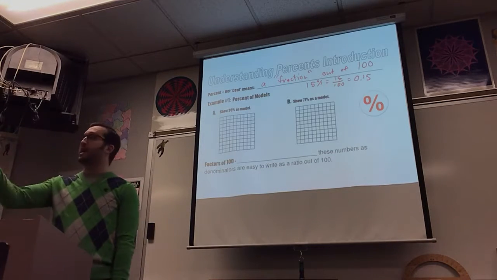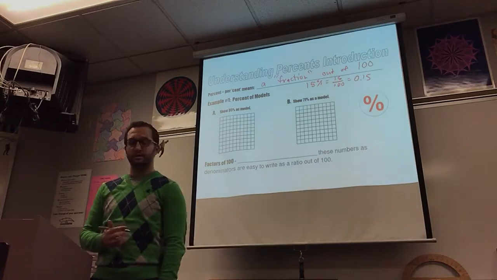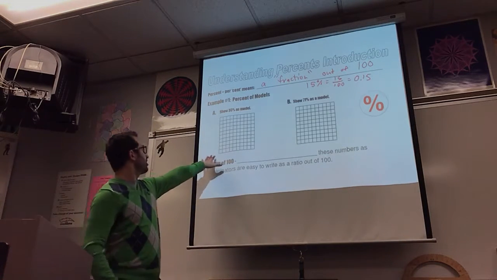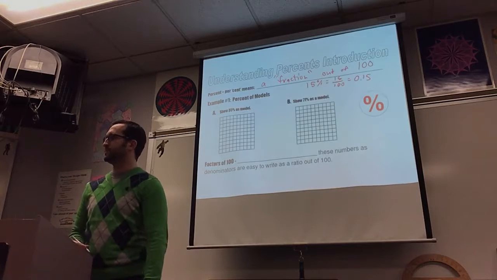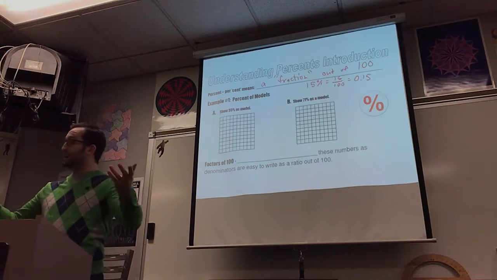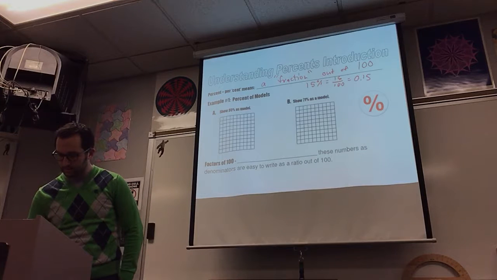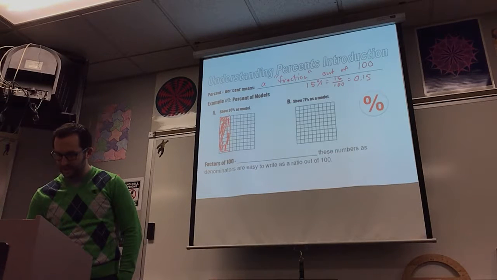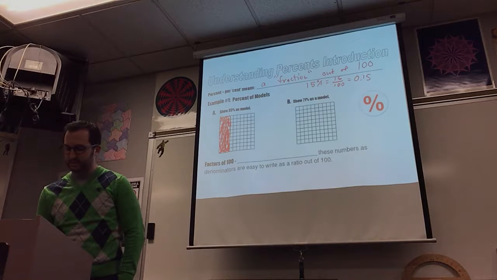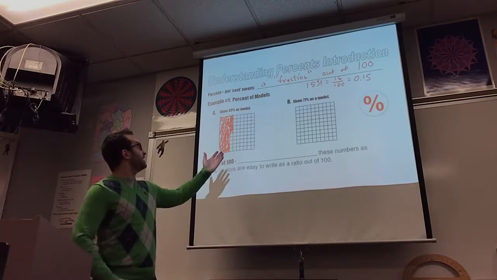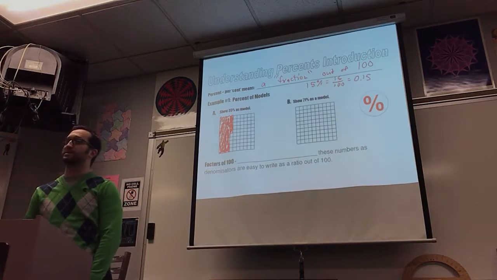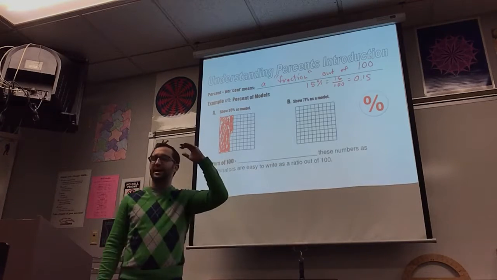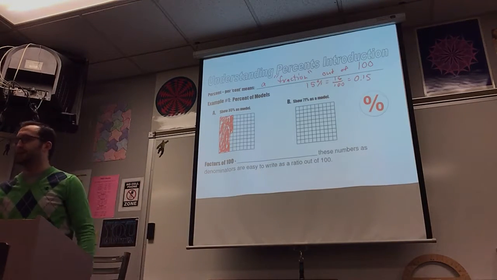So show 35% as a model. This is what your introduction was on your lesson the other day. So 35%, there are 100 boxes here, so what should I do? 3 by 10, okay, sure, get 30. I'll shade that. Now, unfortunately, that's only 30, so I need 5 more boxes. There we go. Be careful, you only shade 35 boxes. But why does this represent 35% as a model? Well, because there's 35 boxes that are shaded out of 100, which is percent.